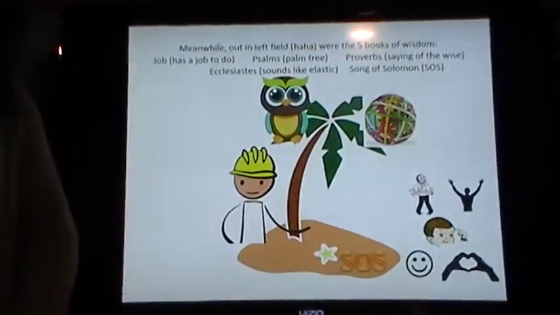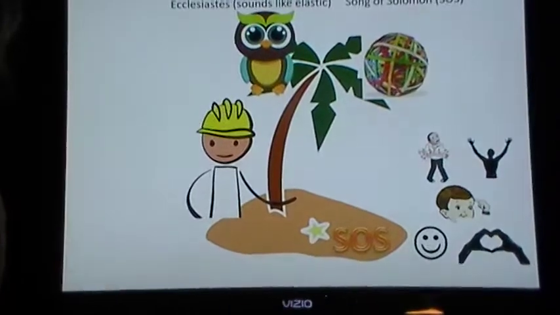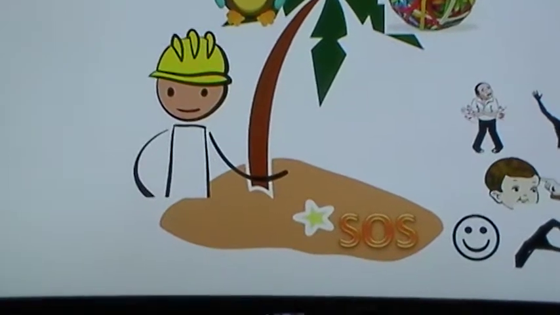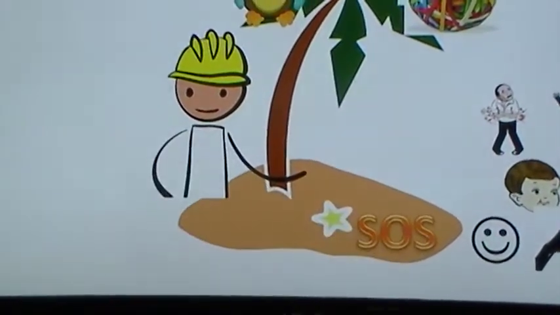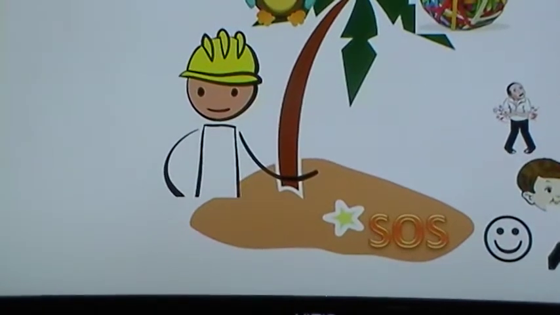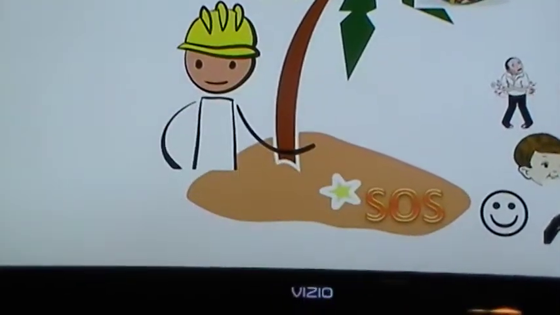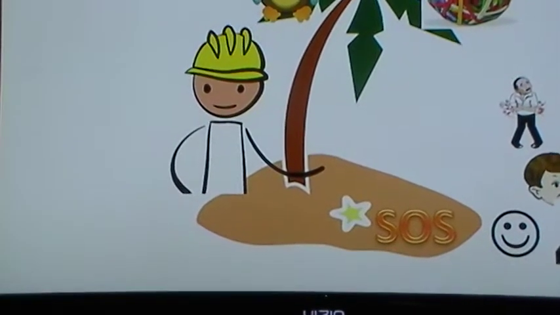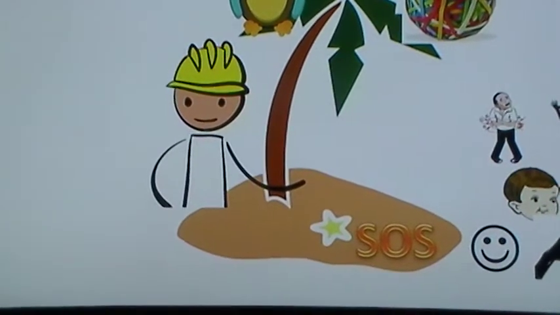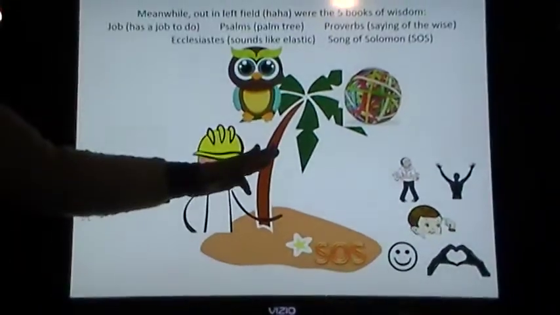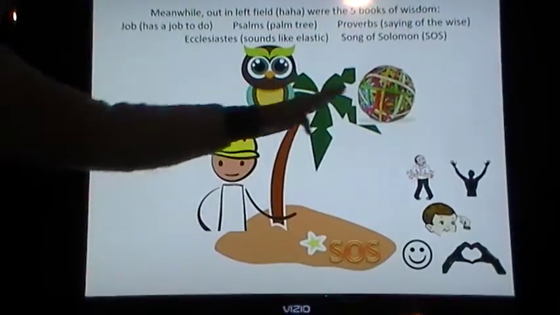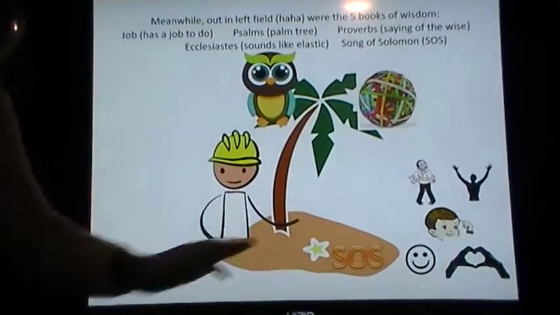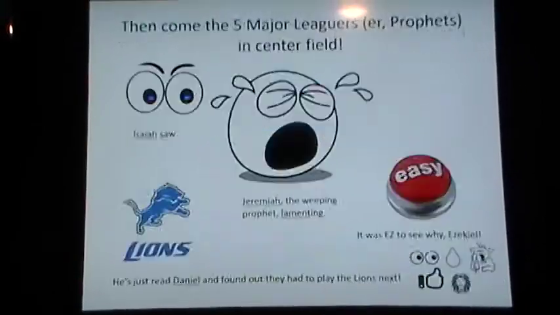Down at the bottom, if you've ever been abandoned on a deserted island all by yourself and you want a plane to see you, you would scratch into the sand SOS. That would mean you were in distress and the plane should send someone for you. SOS is in the sand, but it stands for Song of Solomon or Song of Songs. All right? Have we got him? Job, Psalm, Proverbs, Ecclesiastes, Song of Solomon. Okay, that's in center field. All right, let's go to the next one.